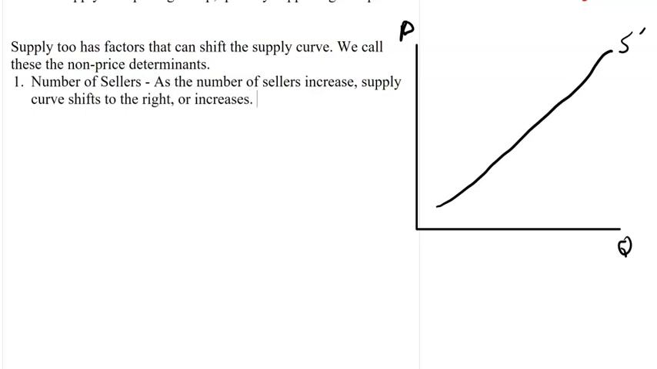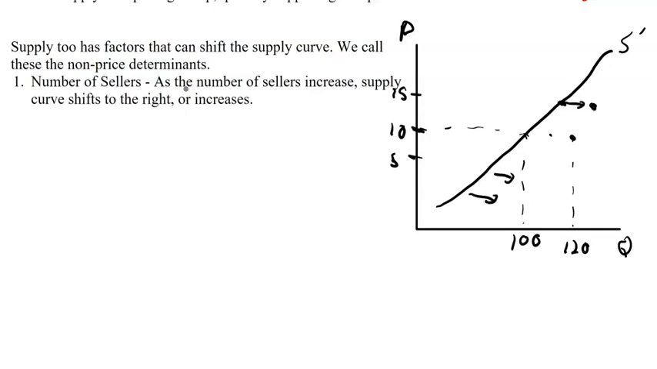Now, why is this? Let's look at one point. Let's say at $10, initially we had 100 units being sold. Now, if we added a few more sellers in the market, a few more suppliers, then at $10 we would have maybe 120 units being offered. And this would be true for every price, so for 5, for 15. At every price, as we add more sellers, the points will move rightwards to this point. Consequently, since all the points move to the right, we have a supply curve shifting to the right.